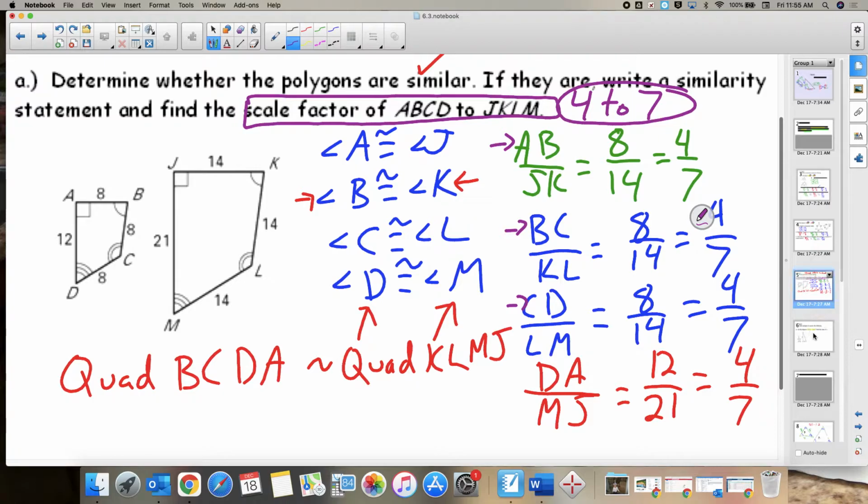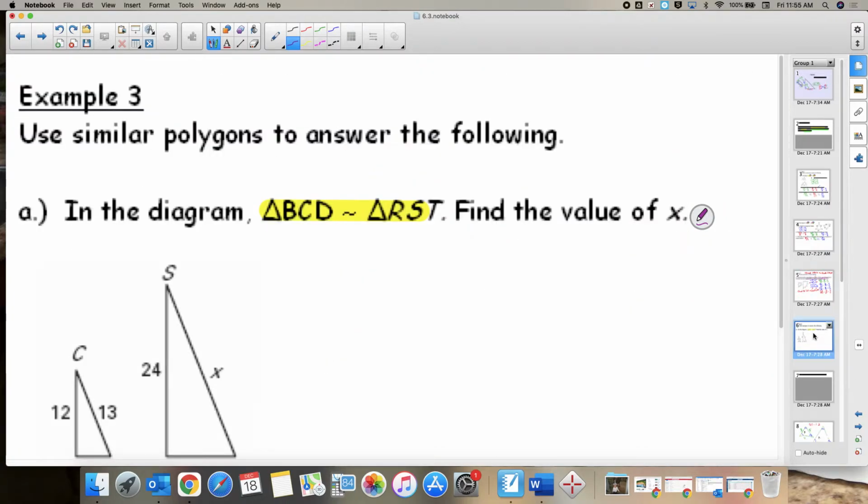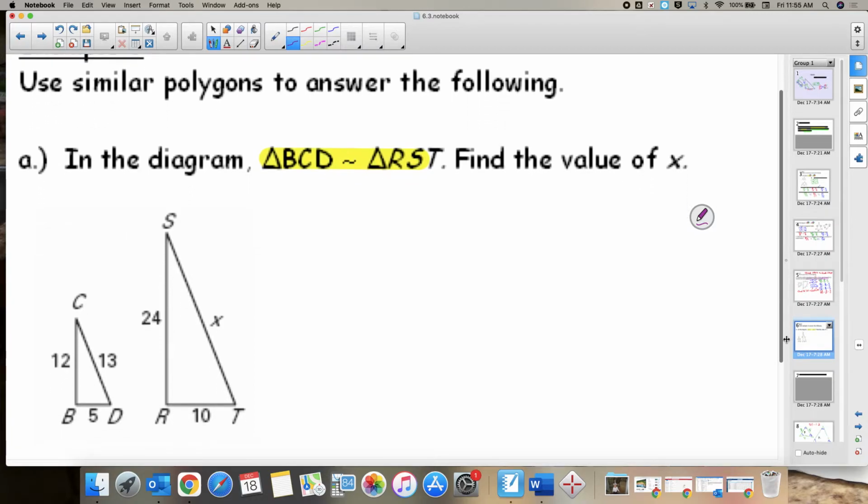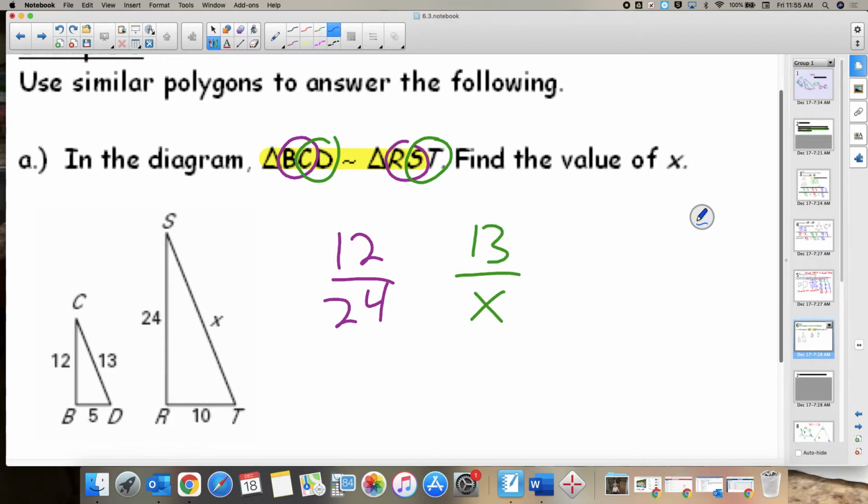Right, let's take a look at your next one. It says, in your diagram, triangle BCD is similar to triangle RST. Find the value of x. Well, BC over RS is 12 over 24. CD over ST is 13 over x. I have BD over RT is 5 over 10. All three of these ratios have to be equal to each other.